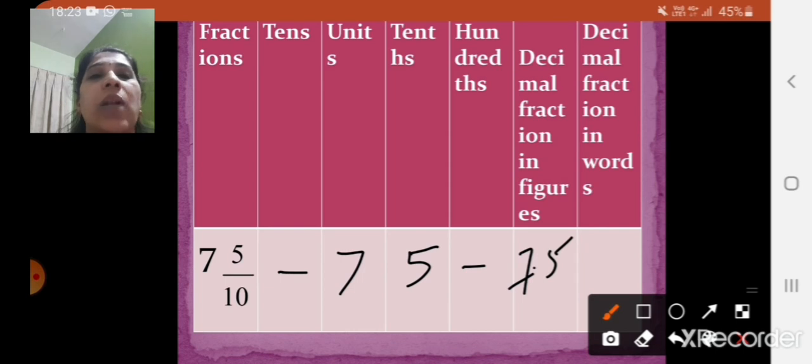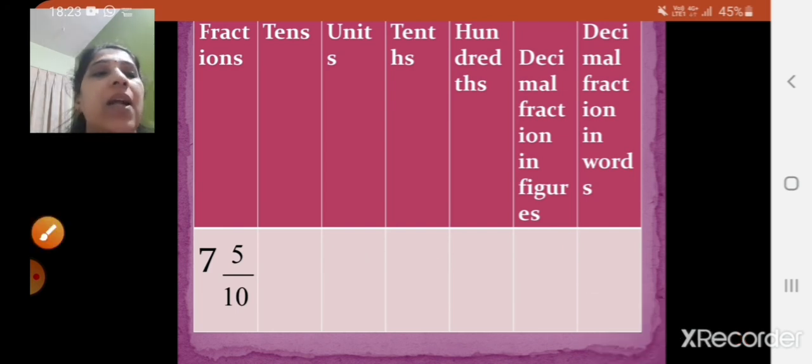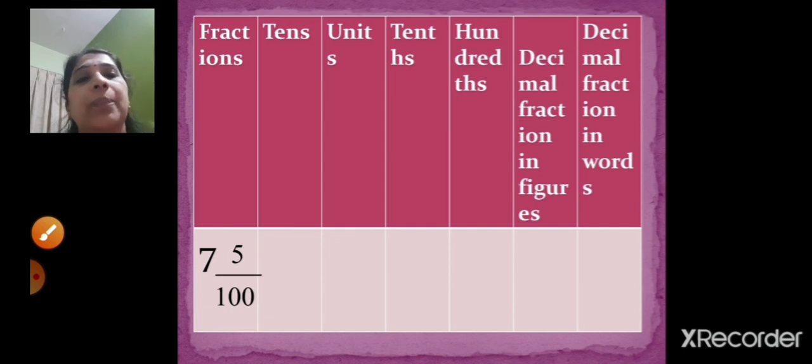And in words you will write SEVEN, POINT, FIVE. I don't have space over here, children, to write, so I am dictating it. I hope, students, you have understood it. Now let's take the second example.